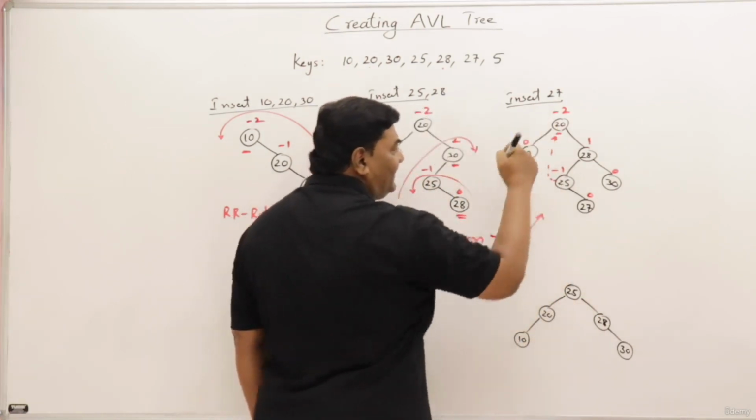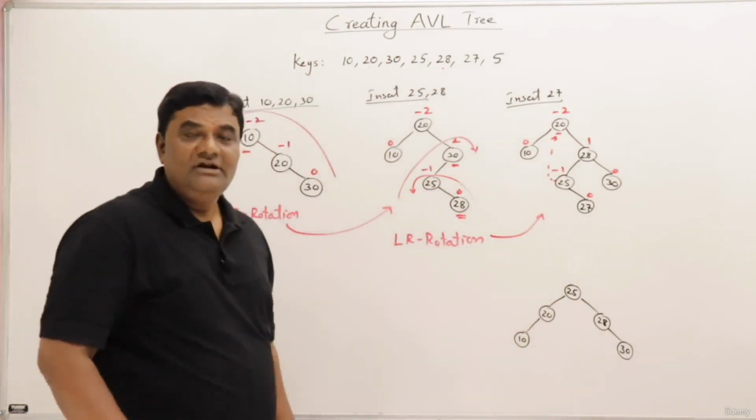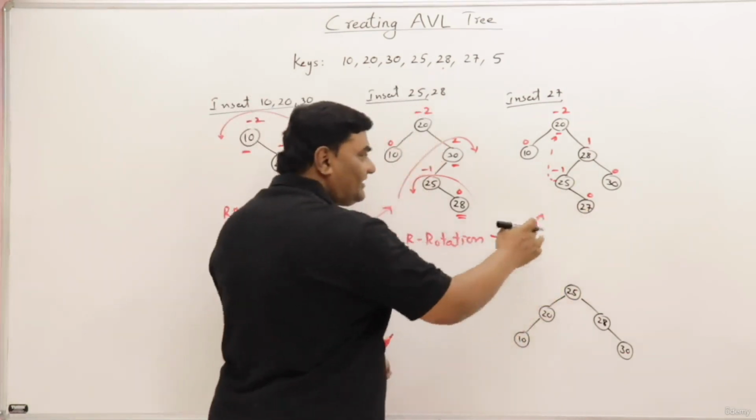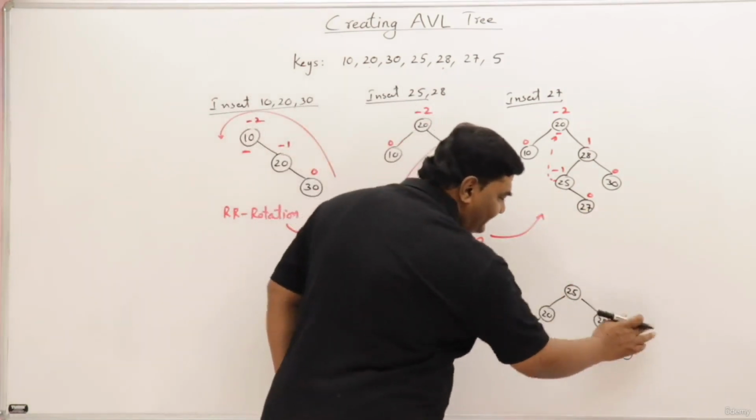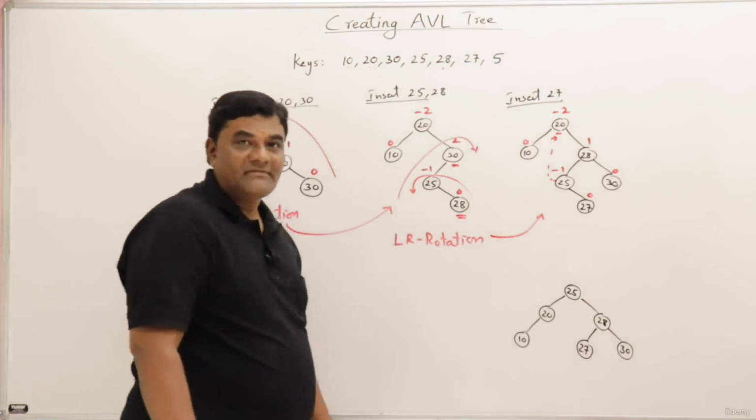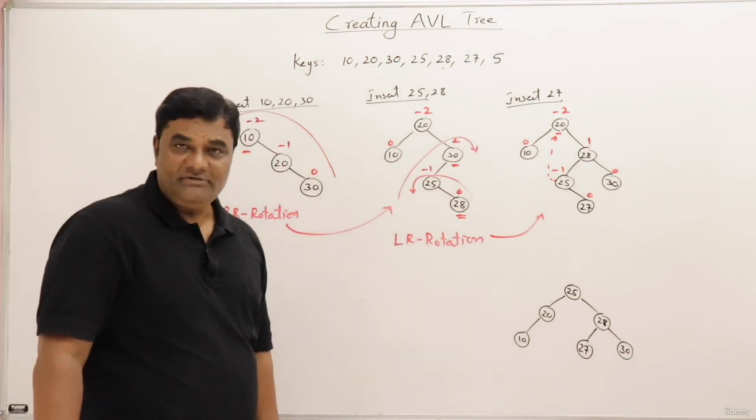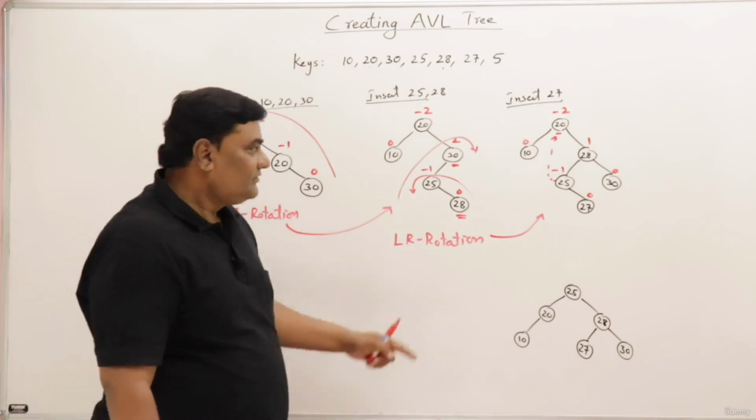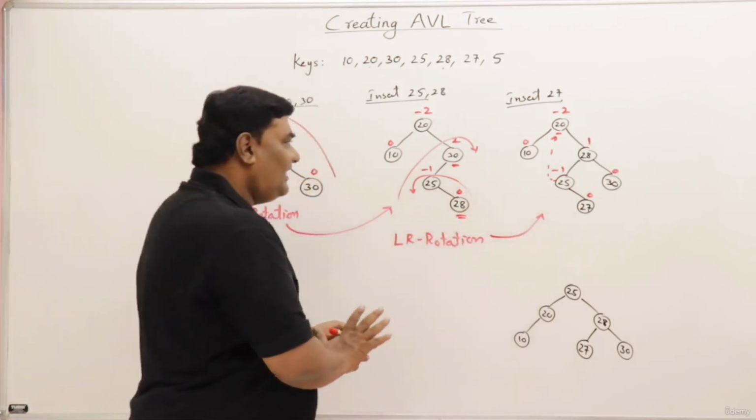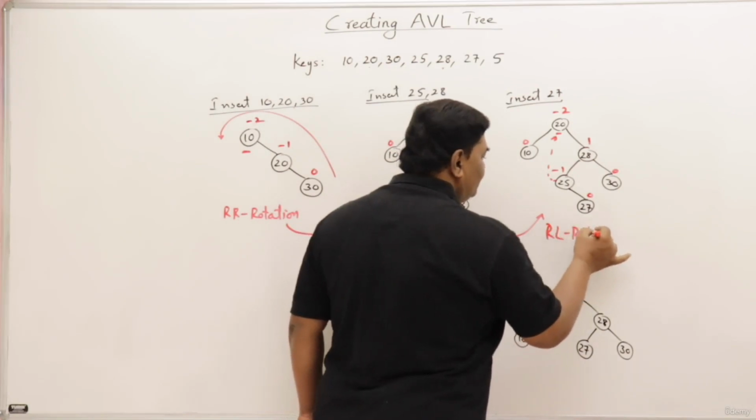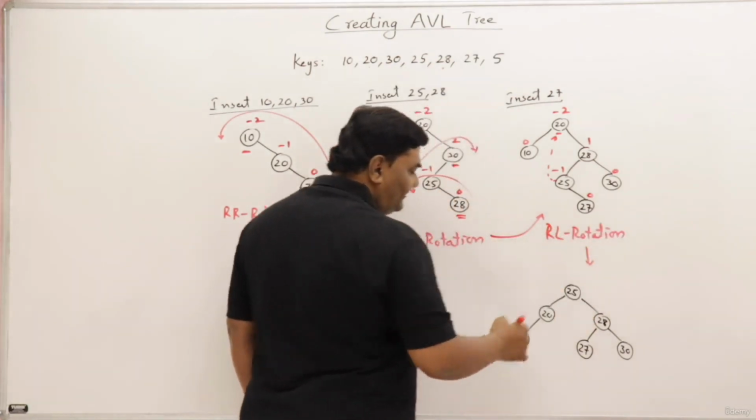When 25 has become a new root, what happens to 27? Its right child, 27, right child. Right child remains in the right subtree only, so on that side only, so it becomes a left child of 28. We have already seen this formula, right? I have already explained this one. So we have performed RL rotation. So this is RL rotation. Then this is the result of RL rotation.